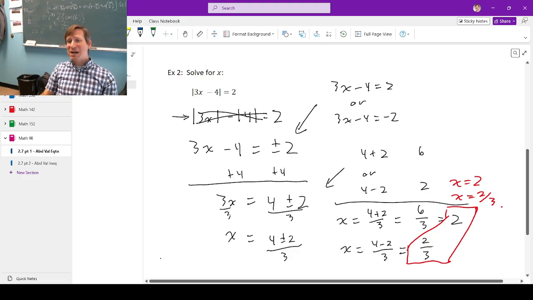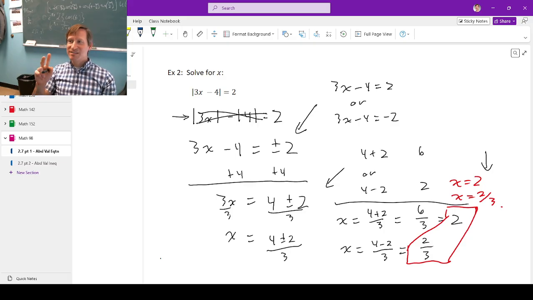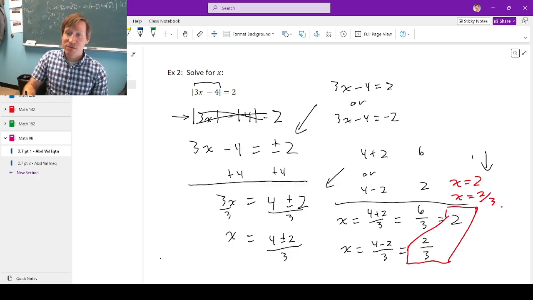The thing to notice about this, though, is that these two solutions aren't positives and negatives of each other. In earlier absolute value equations we looked at, the two solutions that we got were the same number but with opposite signs, and that's not the case here. That happened because the inside of our absolute value wasn't just x, it was something more complicated than just x. Incidentally, if you're nervous whether these are solutions or not, you can plug them in and check.